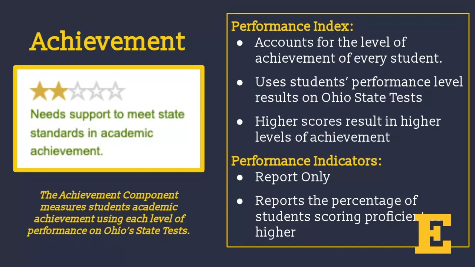Performance index accounts for the level of achievement for every student, whether they were proficient or not. It uses students' performance level results on Ohio State tests, and the higher the score result, the higher the level of achievement. The performance indicator section is a report only, so while it's on the report card, it does not factor into the overall star rating. But it's looking at the percentage of students scoring proficient or higher, and it disaggregates the information a little bit more. So it's very useful as we are, as a district leadership team, planning and trying to figure out what we want to do moving forward.